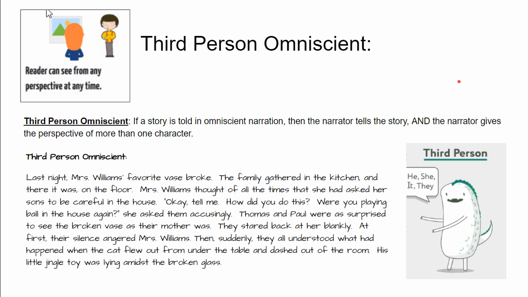The other kind of third person is third person omniscient. And this root word, omni, means all. So third person omniscient is all knowing. It's when we're hearing the story from the narrator, but we're getting the thoughts and feelings of more than one character. So think about the characters that you're hearing their perspective when you read this version.